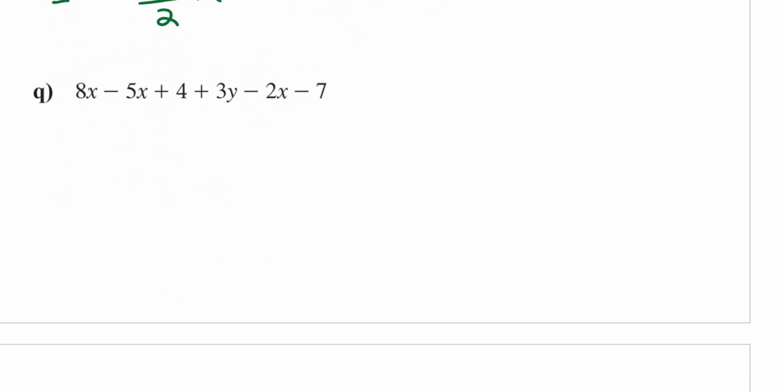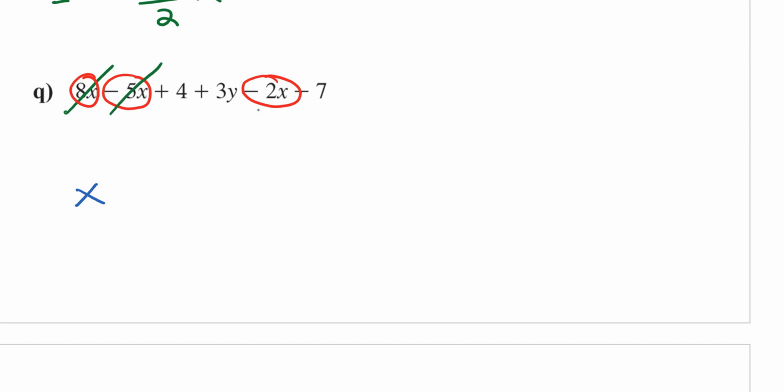Okay, let's move on to letter Q here. Let's go ahead and circle all the like terms. So here's an 8x, a -5x, and a -2x. If I combine that together there, well, 8 minus 5x is going to be 3x, and 3x minus 2x is going to be a single x.